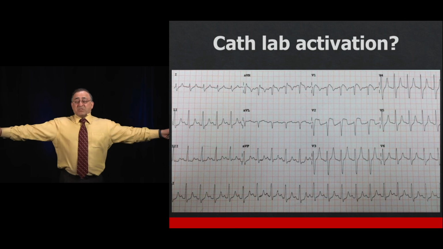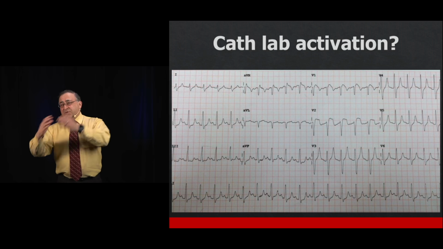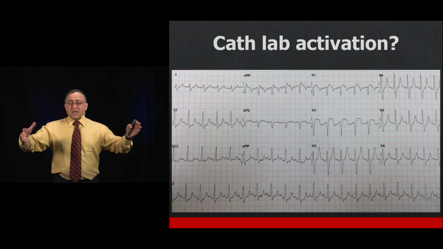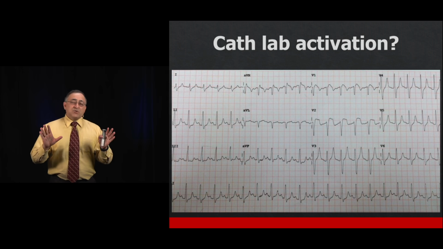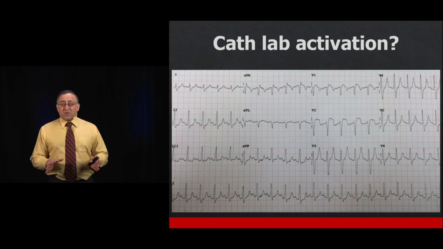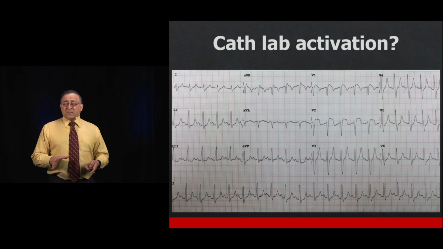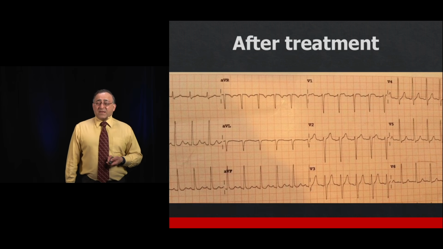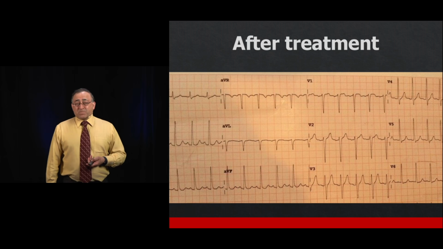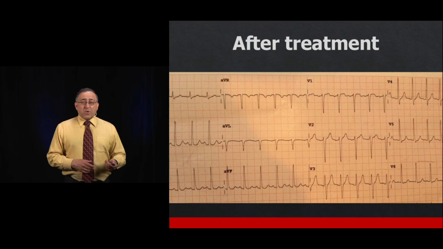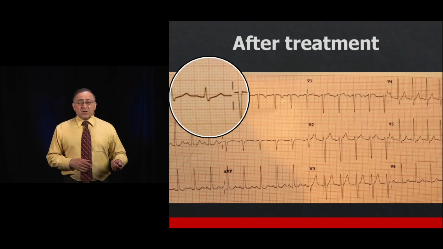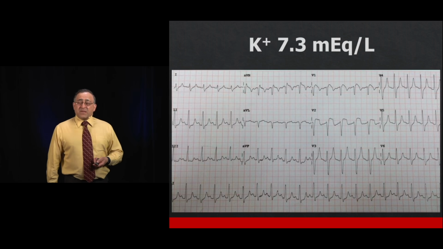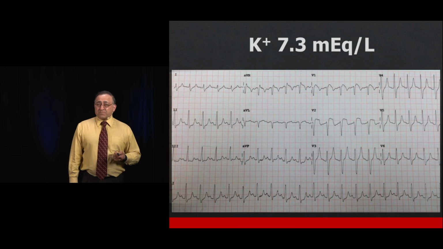So everybody around John was saying, you've got to activate the cath lab. The computer's calling it a STEMI. Everyone else thinks it's a STEMI. He says, well, wait a second. Let's just try some calcium and sodium bicarb. And he tries some calcium and sodium bicarb and take a look. What happens? The patient goes right into this. And later on, the ST elevation resolves. The rightward axis has also resolved. And later on, they discovered the patient's potassium was 7.3.